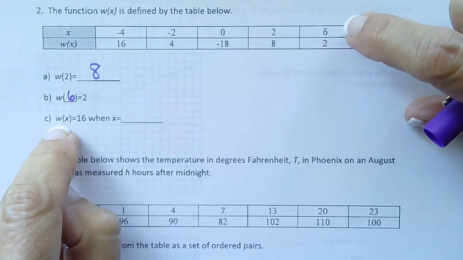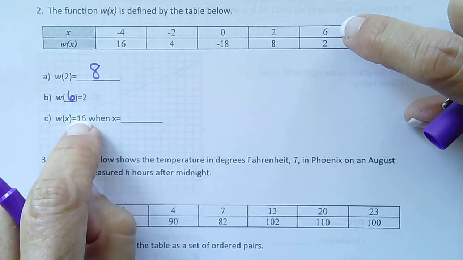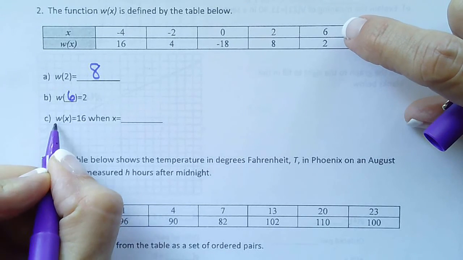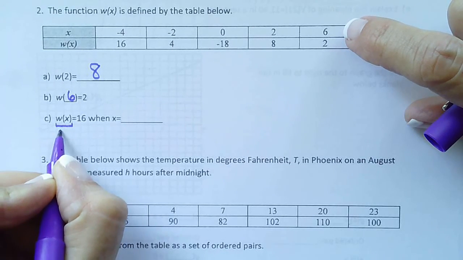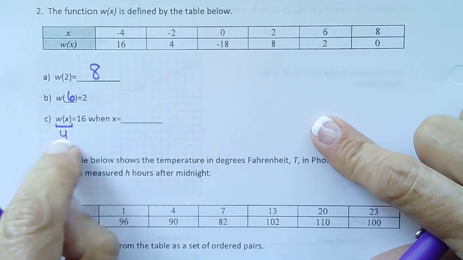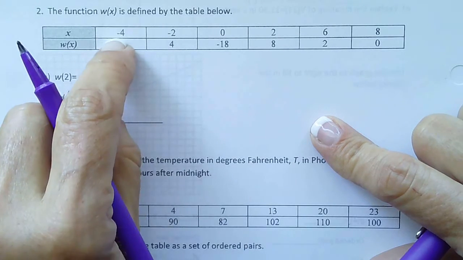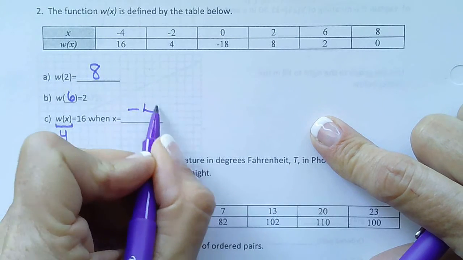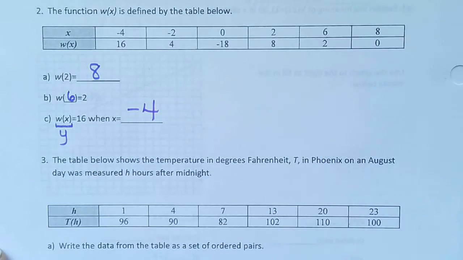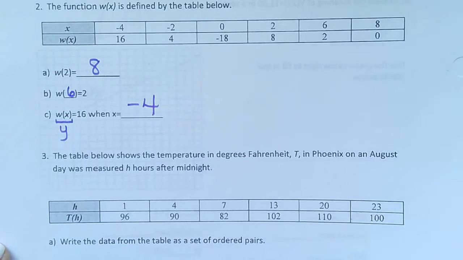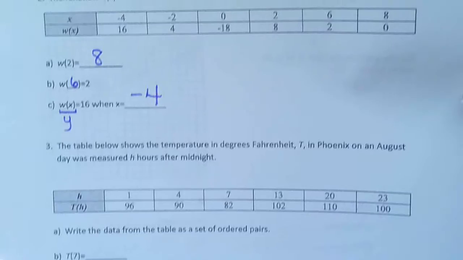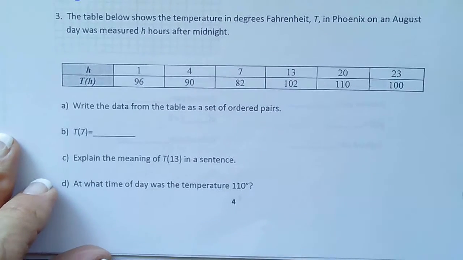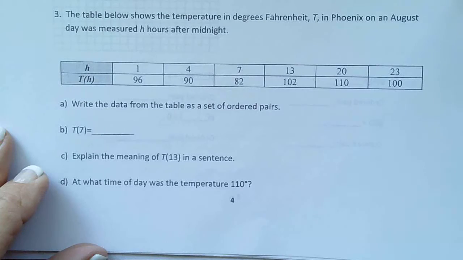And this says when Y is 16, because see how this is the same thing as Y. So when Y is 16, what's X? -4. So it's just teaching you how to go both ways there. So let's do one more example on this page and then we'll move to the next one.